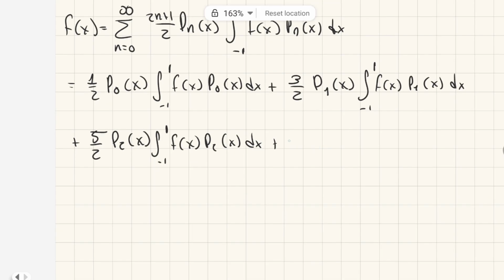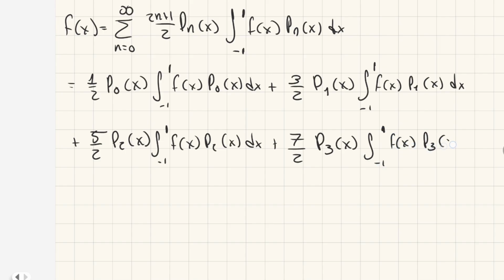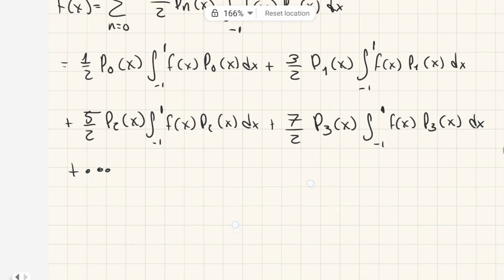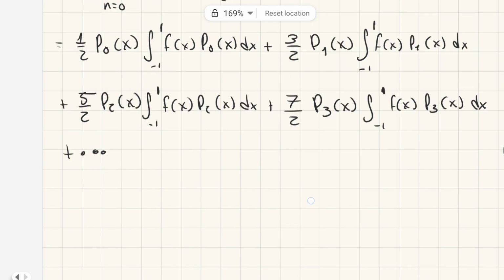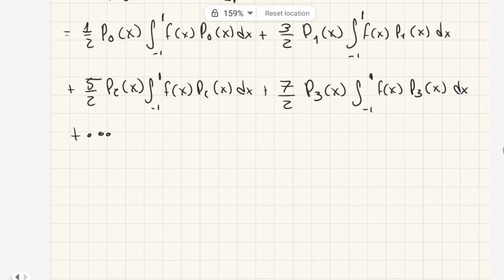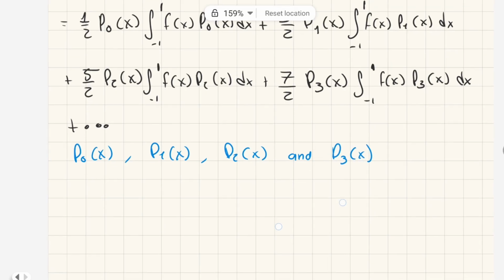and then plus 7 divided by 2 p sub 3 of x, the integral from -1 to 1 of f of x p sub 3 of x dx, and then so on and so forth. So we are going to be interested in calculating those 4 elements only. Okay, so we need to calculate p sub 0 of x, p sub 1 of x, p sub 2 of x, and p sub 3 of x.